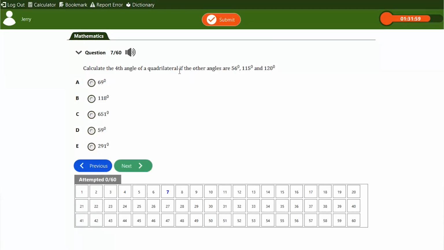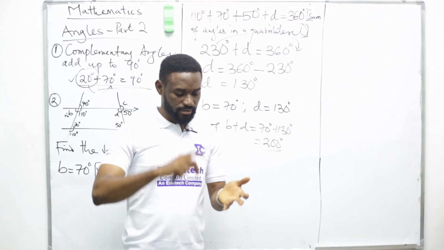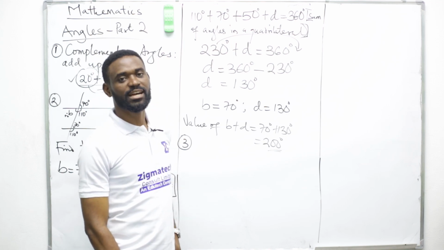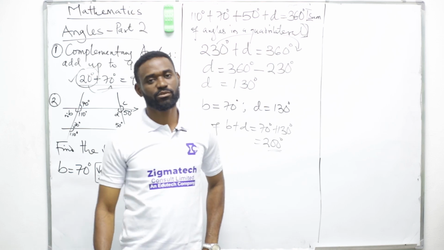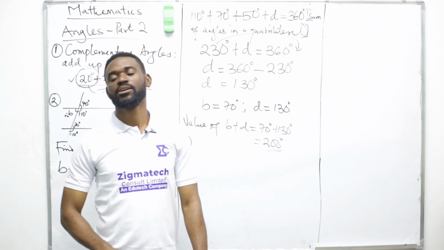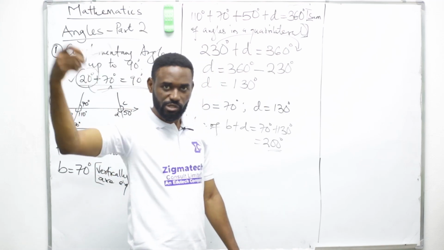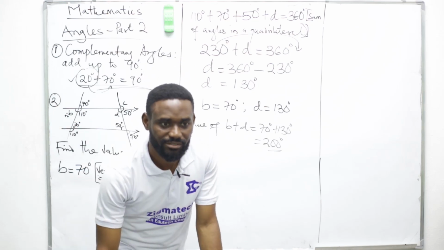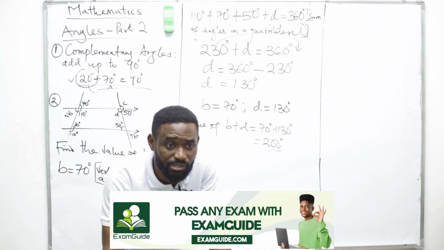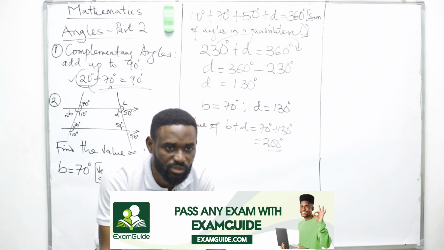Quadrilateral means a shape that has four sides or four angles. For example, a square is a quadrilateral. A rectangle is a quadrilateral. A rhombus is a quadrilateral. A trapezium is a quadrilateral. A parallelogram is a quadrilateral. Polygons like the pentagon, hexagon, heptagon, octagon, nonagon are special figures that have more than four sides. That's what I was trying to make you understand.